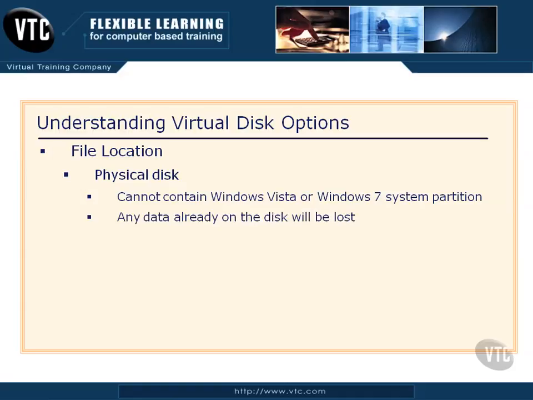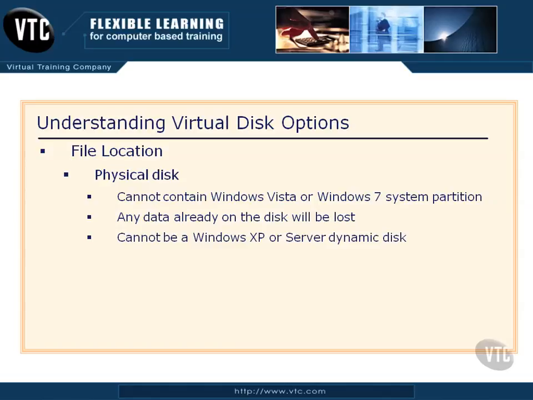Here's one of the problems it'll cause. Any data that's already on that disk is going to be lost. So if you're going to use a disk as a separate physical disk for your virtual machine, make sure you back up any data on it before you point your virtual machine at it.